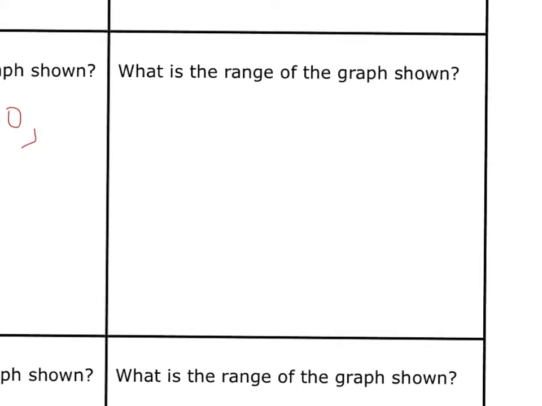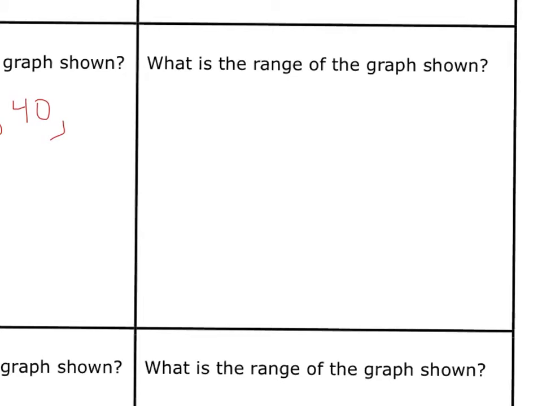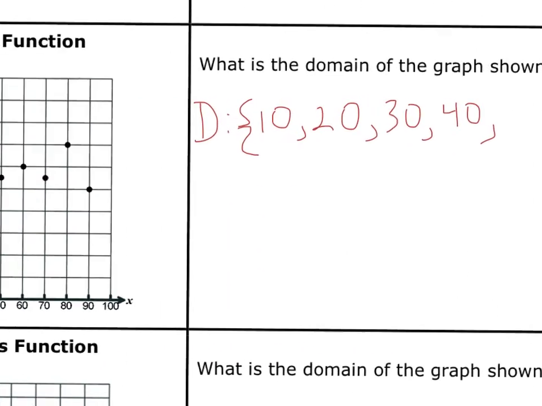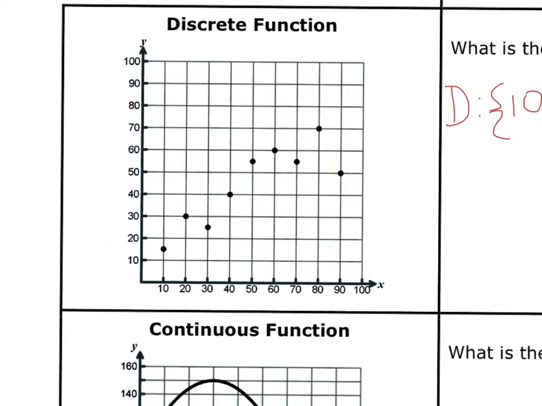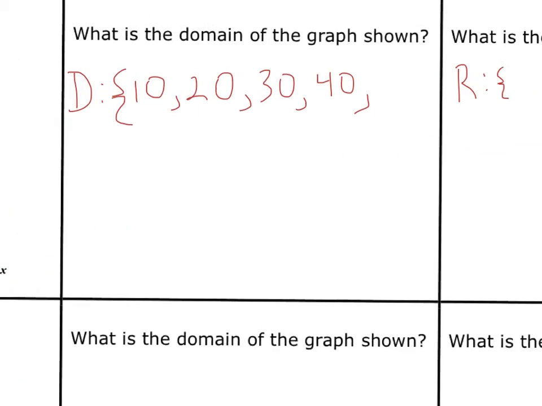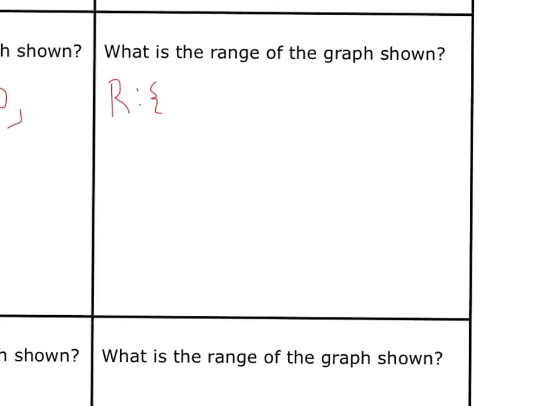Our range is going to be the same sort of thing. I'm going to write down, instead of a D this time, an R with my same little fancy colon, and I can't remember what the range was, so I'm going to go back and look at it. I see that it was y values of 15, 25, 30, and 40. So I'm going to write those all down. 15, 25, 30, and 40. And then you need to list the other 5.